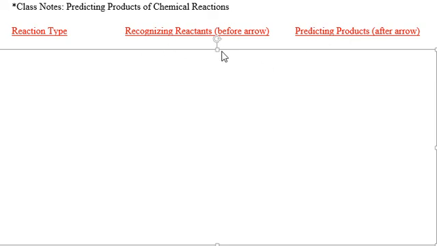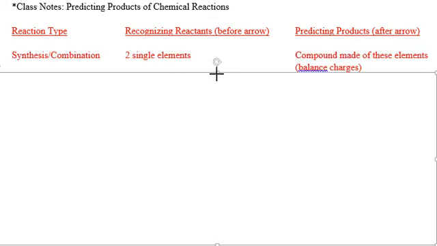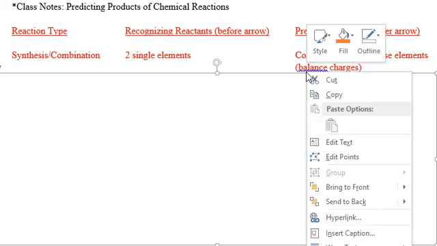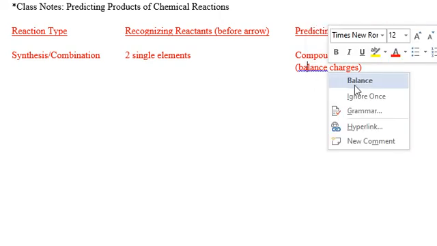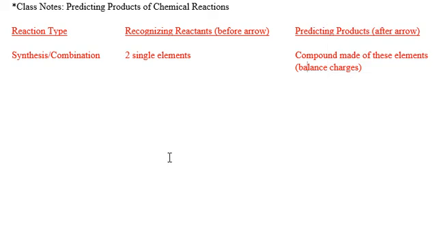Okay, so we'll start with our very first type of reaction that we learned in 11.2, and that was a synthesis or a combination reaction. When you are looking at a synthesis reaction, you are looking at just 2 elements before the arrow. So all that there is before the arrow when I'm asking you to predict the products is going to be 2 single elements. The only thing 2 elements can do with each other is form a compound. And so the predicted product after the arrow is going to be a compound made of those elements.